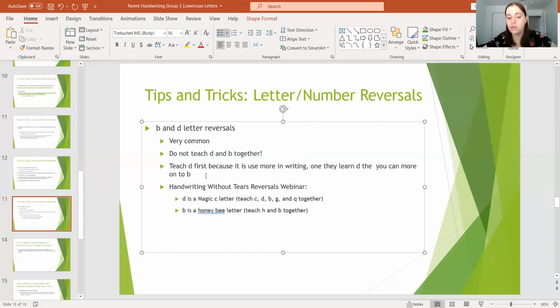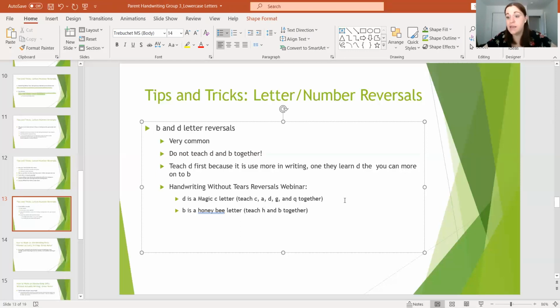And going on to the grouping of letters, D is a magic C letter. So D is taught typically with C, A, G, and Q. Okay, so magic C, up like a helicopter, bump, down, bump. You made A. Magic C, up like a helicopter, up higher, down, bump. You made D. So teaching C and then saying all these letters are magic C letters.